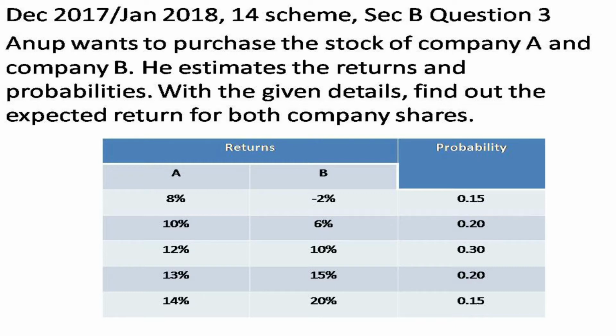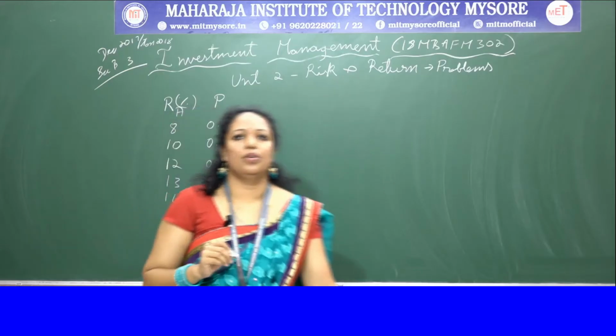So for that, we need to write the data. Returns of A is given. It is 8, 10, 12, 13 and 14. It is all in percentages. Then probability they have given 0.15, 0.2, 0.3, 0.2 and 0.15. So this is the problem.